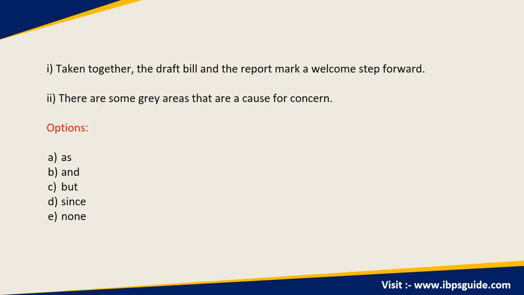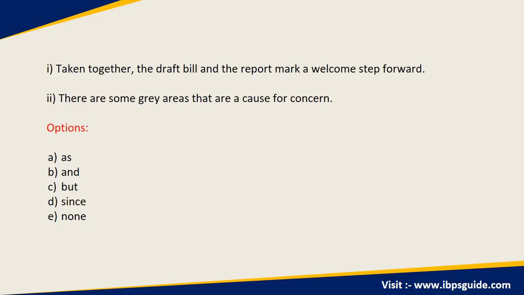The second option is and. As discussed earlier, and is used to combine two supportive ideas, two similar ideas, and in the case of this question, it is clear that the two sentences are opposing. Therefore, we cannot use a support sign such as and. Therefore, option B can also be eliminated.